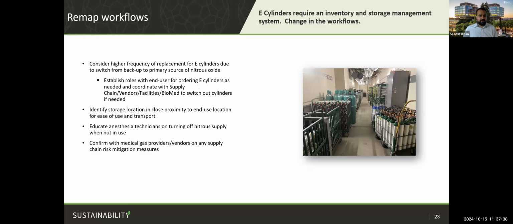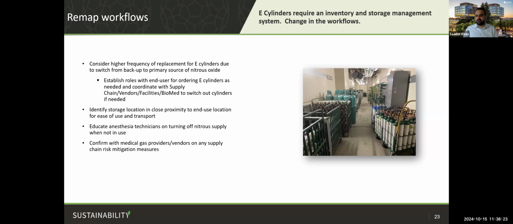And so once you have assessed the impact and opportunity, you have clinical buy-in, and you have established a portable supply, you want to make sure that you've remapped any of the workflows, since there might be a slightly higher frequency of replacement of e-cylinders due to the switch from backup to primary source of nitrous oxide. And so you want to talk about roles with the end user for ordering the e-cylinders as needed and coordinating with the supply chain vendor team or the facilities biomed team to discuss who's going to switch out the cylinders if needed. In our case, the picture on the right shows our medical gas tank farm for our Palo Alto campus.